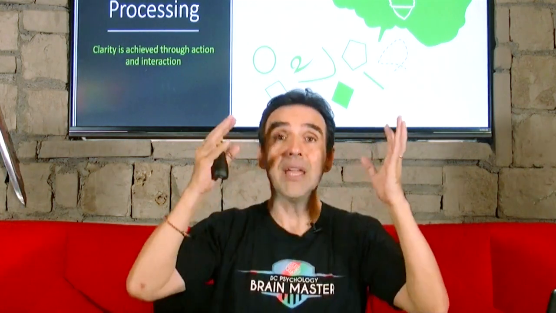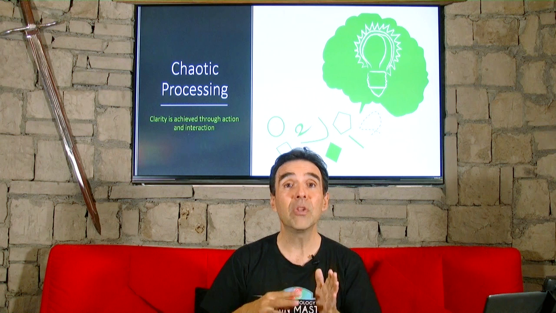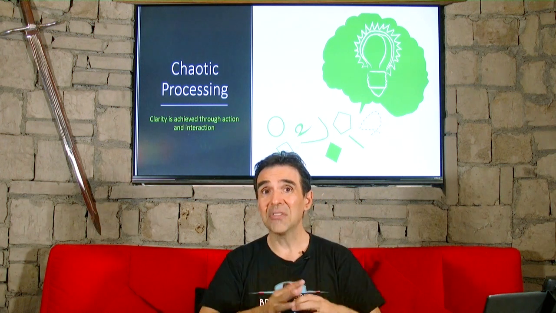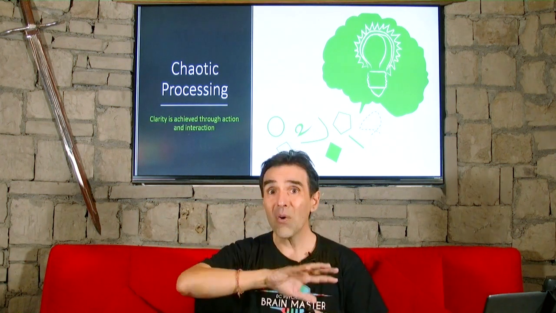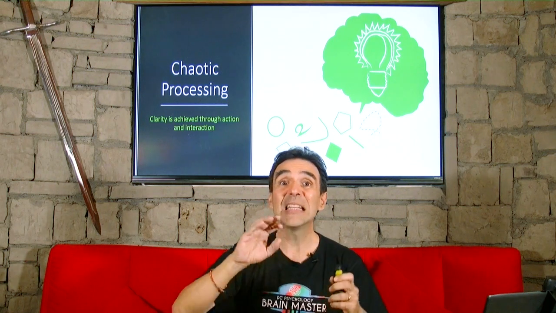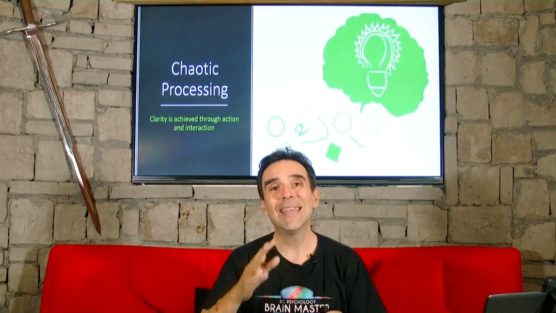Now, because green brains do have a chaotic process, oftentimes their lack of structure makes people feel uncomfortable. Well, why is that? Because other people need structure to get clarity, while, remember, the green brains need to take action in order to get clarity. So there's a very clear, different process of getting clarity.